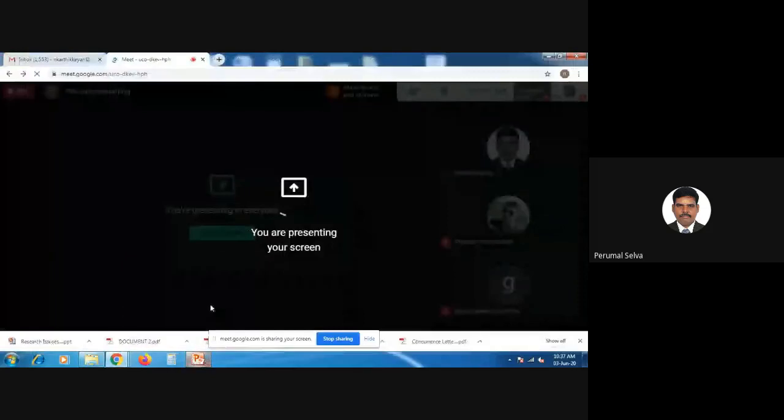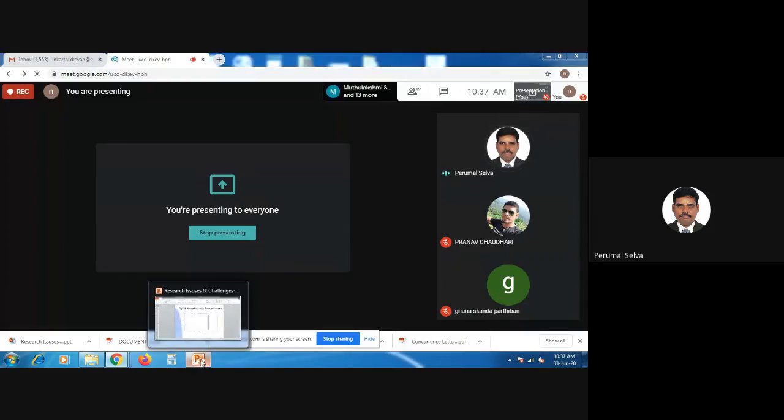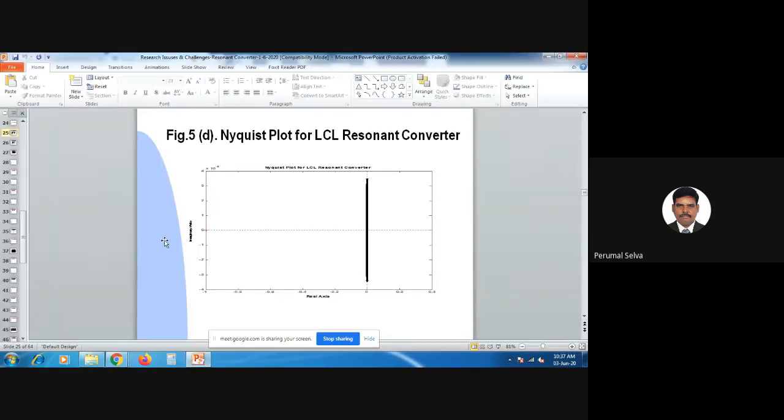One reviewer, for this work published in IEEE Transactions on Power Electronics. First, initially we did stability analysis using root locus, Nyquist plot, and Lyapunov stability. So one reviewer asked, what about state plane analysis of the LCL resonant converter?